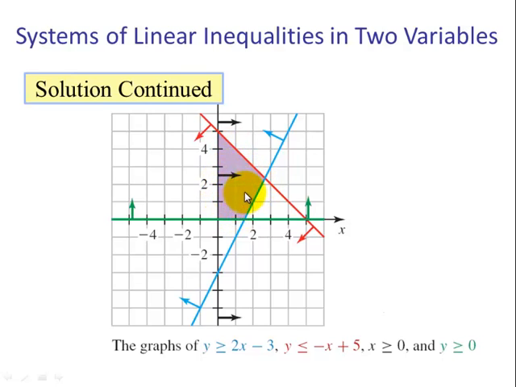So any ordered pair in this region is a solution to the system, and it will make each of these inequalities true.